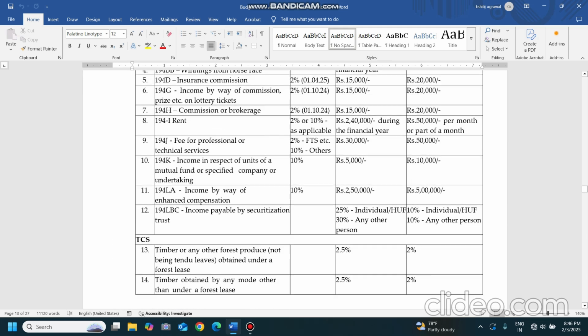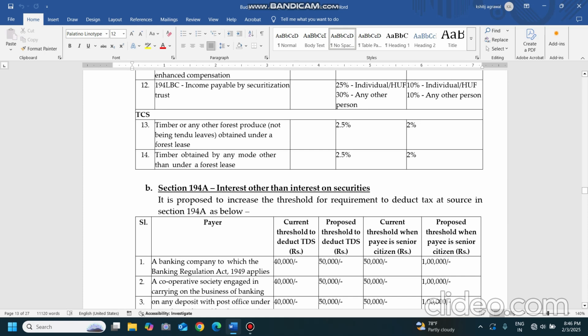Now coming to the changes brought in TCS, only two changes are there. In case of timber, not being tendu leaves, if it is obtained under a forest lease, or any timber obtained by any mode other than under a forest lease. So all kinds of timber were covered over here, apart from tendu leaves. Timber apart from tendu leaf under forest lease, and other timbers including tendu leaves if it is not under forest lease. The rate was 2.5% and it has reduced to 2% now.